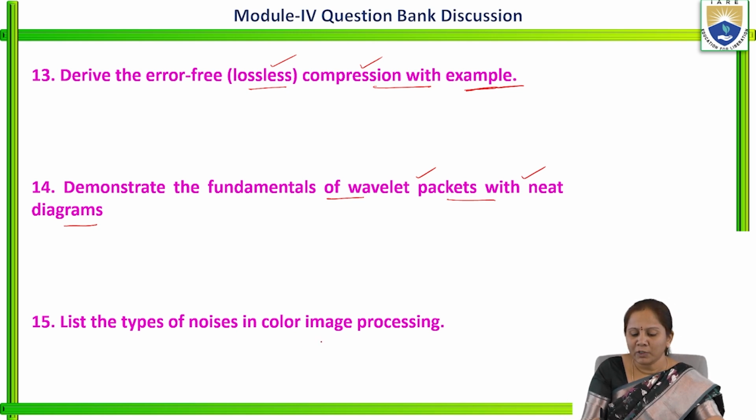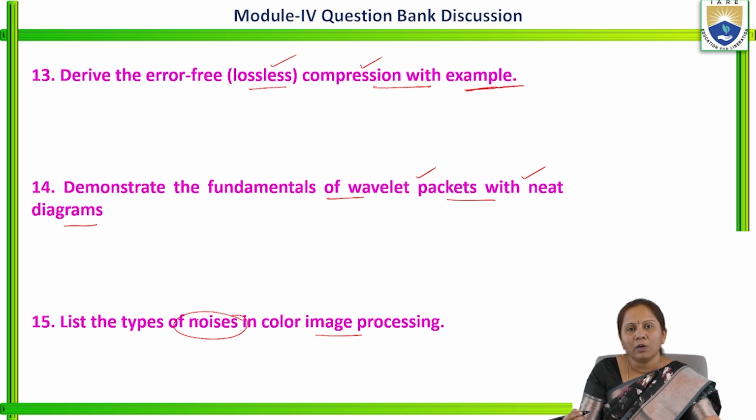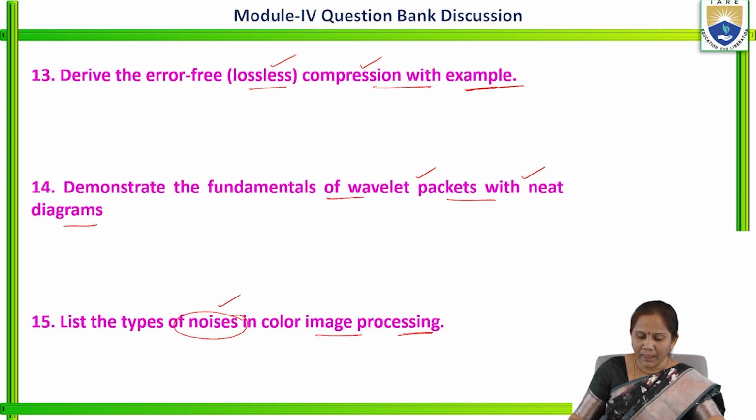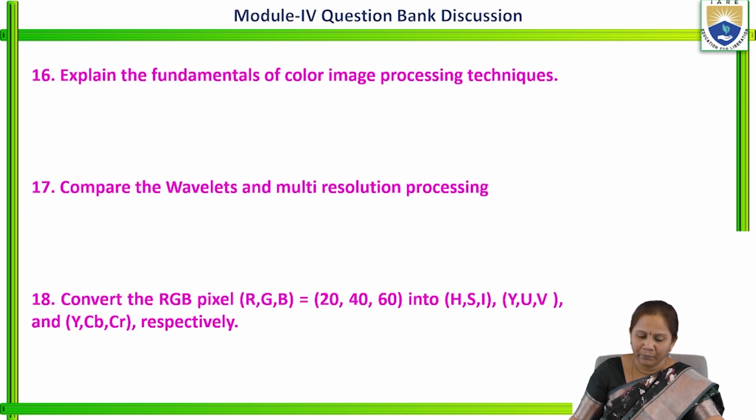And list the types of noises in color image processing. We know generally different types of noises like Gaussian noise, Rayleigh noise, Erlang noise, and also some more noises like exponential noise, uniform noise, impulse noise. All those noises can be discussed in this color image processing. While discussing those noises, we can also tell what type of filter can be used for what type of noise to avoid the noise.